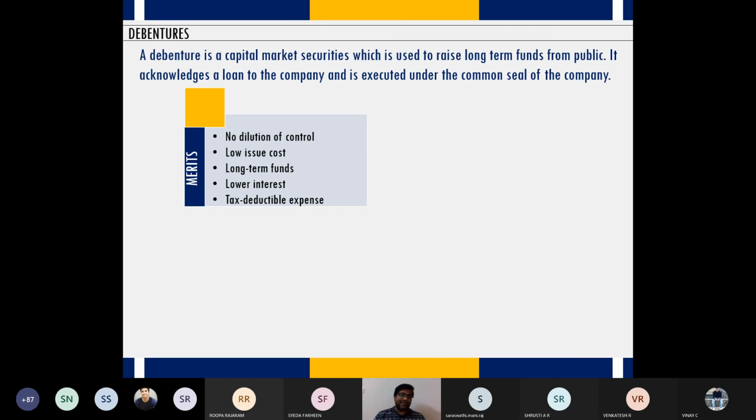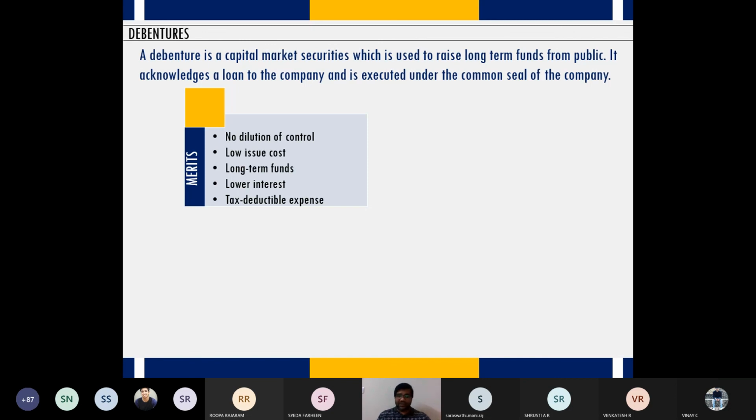But that's not the case with debentures, because a debenture does not offer voting rights at all. First of all, a debenture holder is not the owner of the company, unlike a shareholder who has voting rights and can be the owner of the company if he has majority shares. A debenture holder is not an owner, a debenture holder is a lender. So there is no dilution of control. Second, the cost is low. It's a very cheap source of funding.